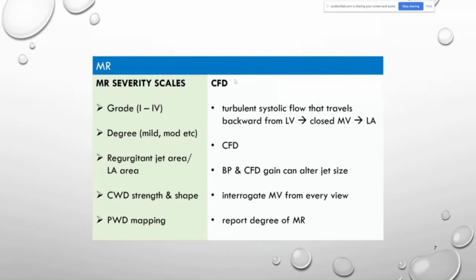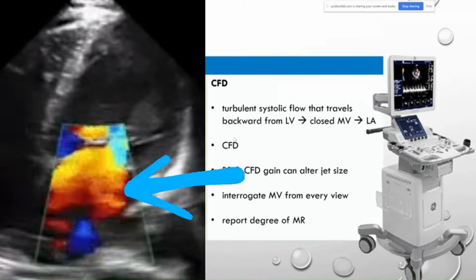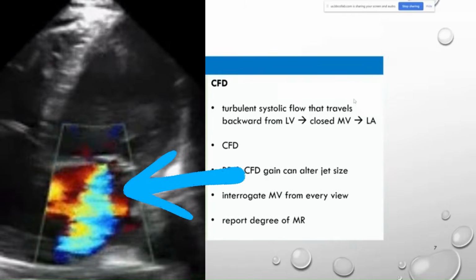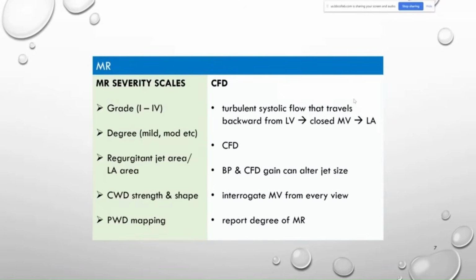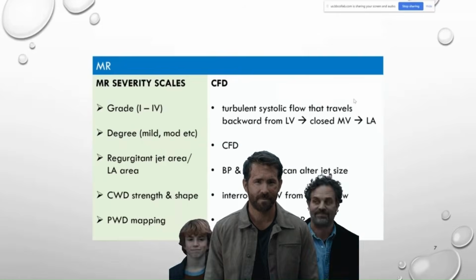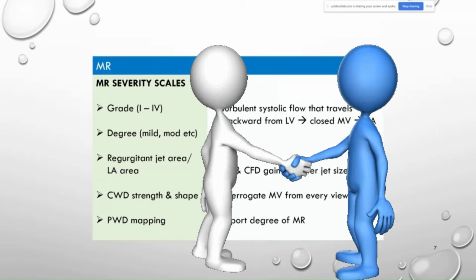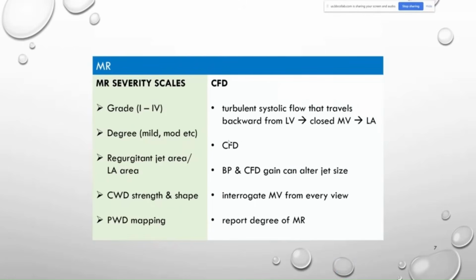So the most popular way for us to tell if a person has mitral regurgitation is to use color flow Doppler. So when you use color flow Doppler, if the person does have MR, you're going to notice a turbulent systolic flow that's traveling back from the left ventricle through the mitral valve that's supposed to be closed back into the left atrium. So again, color flow Doppler is our friend when we're looking at regurgitation. Blood pressure, and also if you use the color flow Doppler gain, you can make something look worse than it is. And your blood pressure can also alter that situation.